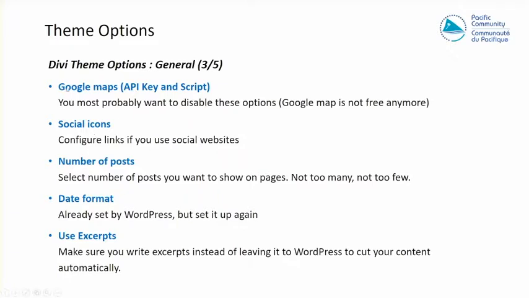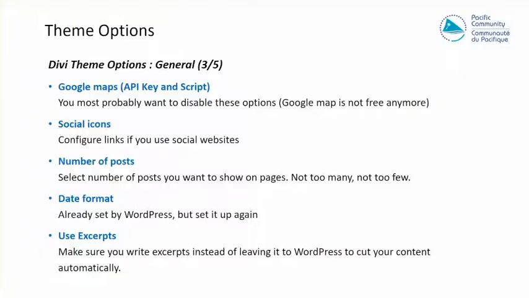And then you have options like Google Maps, social icons, number of posts, date formats, use excerpts. Okay. So you most probably want to disable these options. Google Map is not free anymore. That's sad. Social icons, if you want to add Facebook links or Twitter or Instagram. So this is where you add those links on the options page for social icons on Divi.